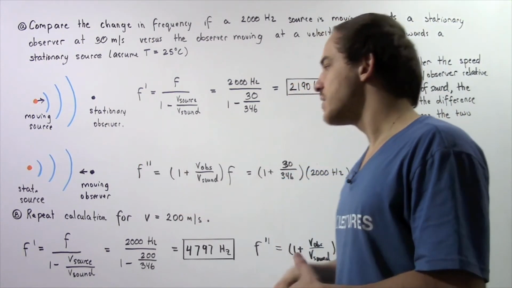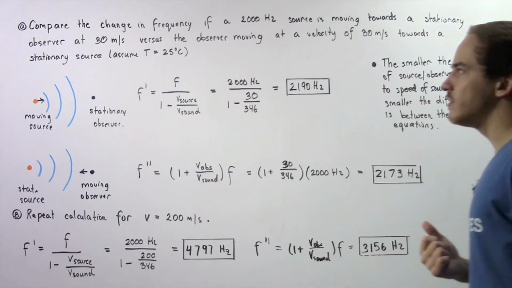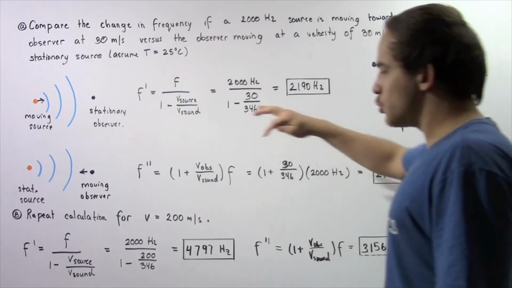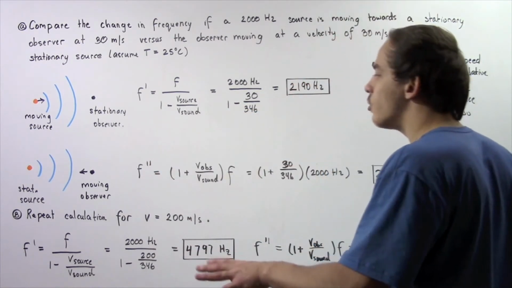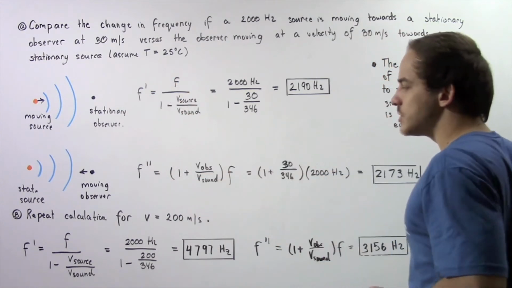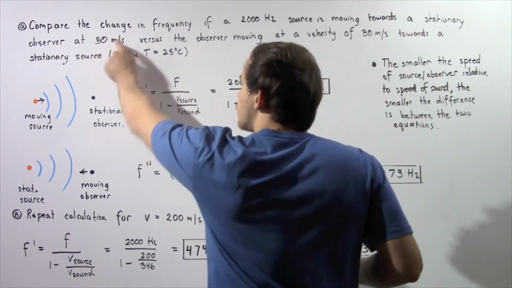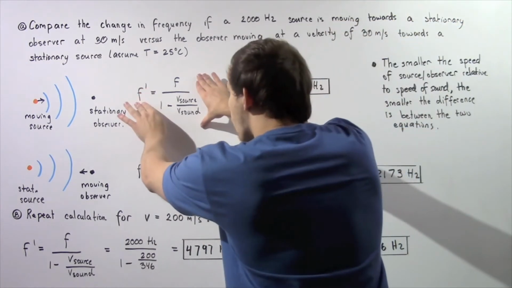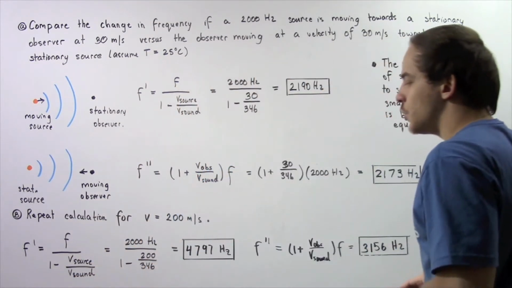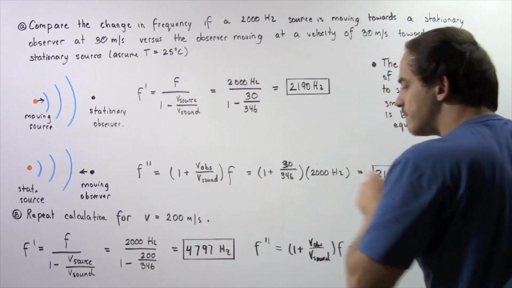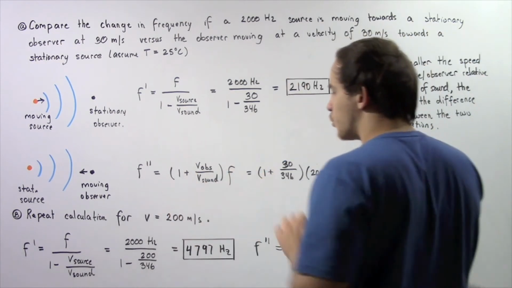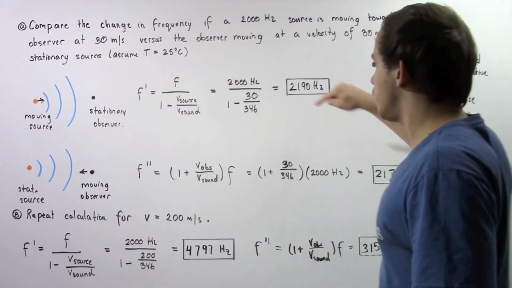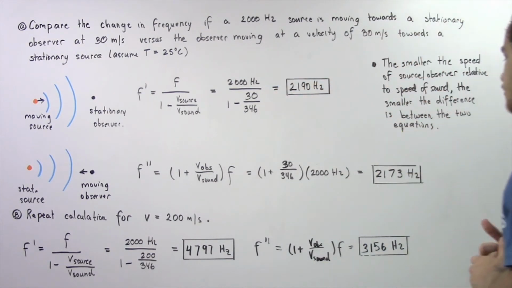Let's move on to part B. Let's suppose now we want to increase the velocity of the observer and the velocity of the source to 200 meters per second. So now we want to repeat the calculations, but instead of using 30 meters per second, we use 200 meters per second. So we use this formula as shown, and we get a value of 4,797 Hertz, and then we use this equation, and we get 3,156 Hertz. We simply replace 30 with 200 meters per second.